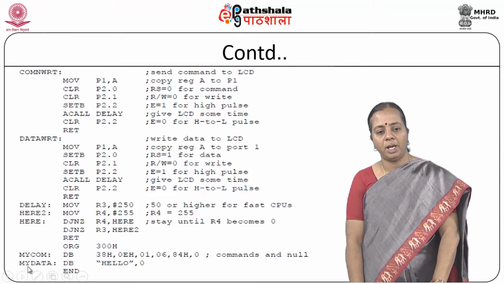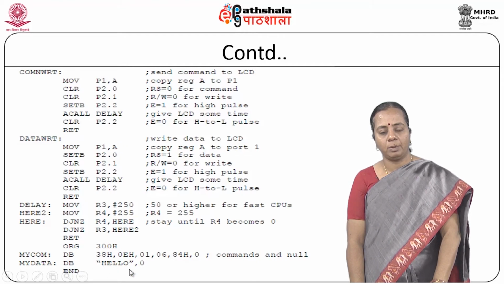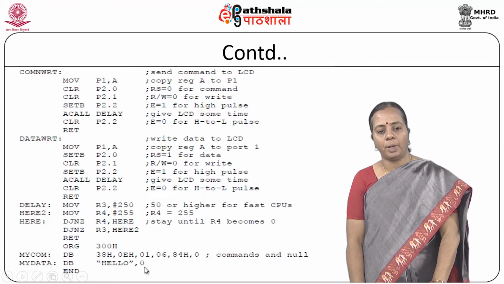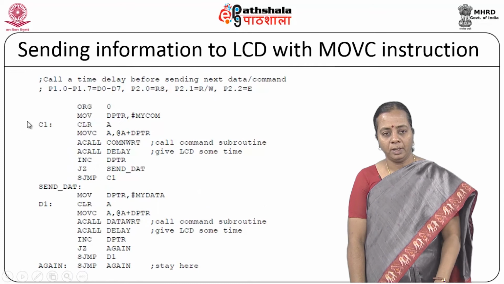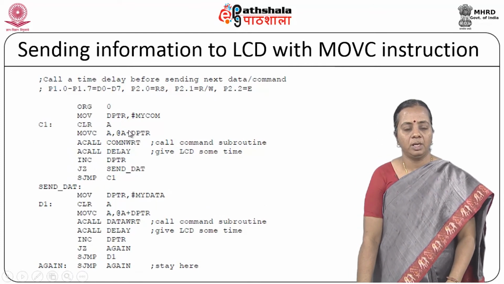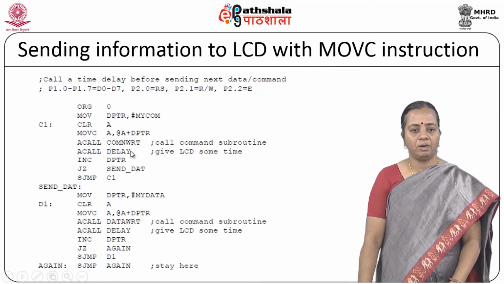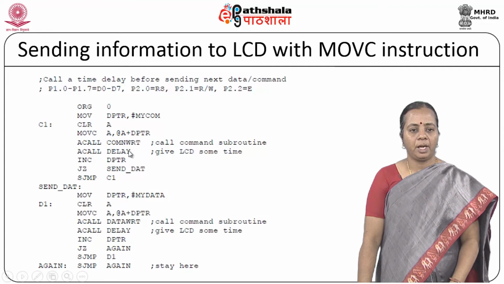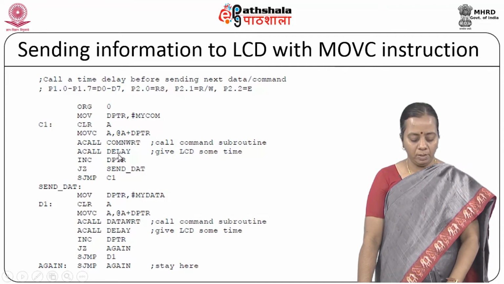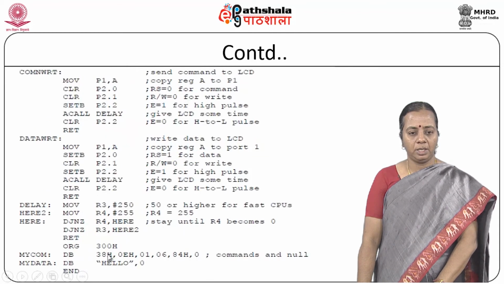When I am writing my data with my external memory, maybe HELLO is the word I am writing, H is in one location, E is in one location, that way I am writing it, and it is followed by a 0. So, the 0 indicates that the data is over. That is what we are trying to communicate over here. Here just see that first I have read the command from DPTR, I have called the command write, again I have called the delay, so that the LCD has received the first command, which is nothing but 38H.